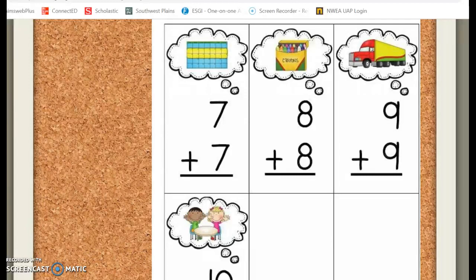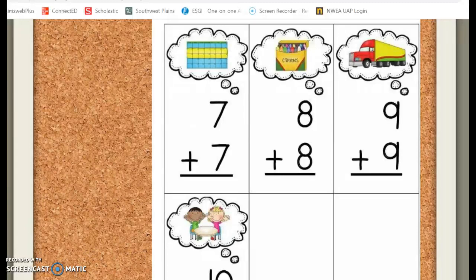Then 9 plus 9, I think of a big semi. There's 9 tires on one side and 9 tires on the other side. So 9 plus 9 equals 17. Close. 18. There you go. It equals 18. So anytime I say 9 plus 9, I should think about my semi, and it's an 18-wheeler, right? Have you ever heard it called an 18-wheeler? Yeah. Because it has 18 wheels. So there's 9 on one side and 9 on the other.